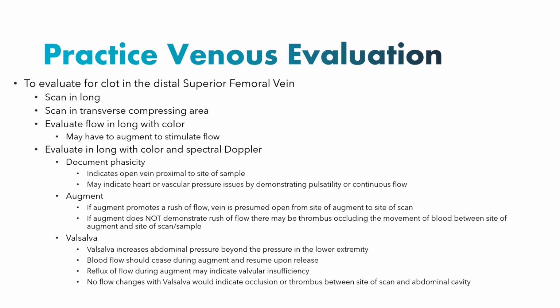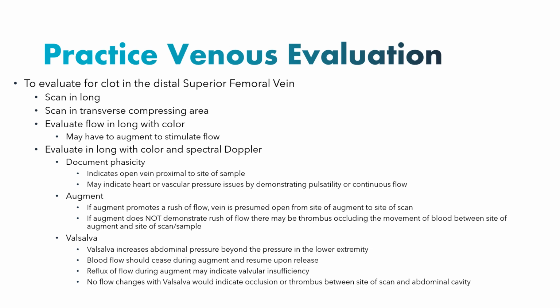We're going to scan that area in long, and then we're going to turn on it in transverse, and we're going to start our compressions through the area that we want to evaluate. So in transverse, we're going to compress every 1 to 2 centimeters as we make our way down the vein. Then, if we want to continue to evaluate that vein, we're going to rotate back to long, and we're going to put color on.